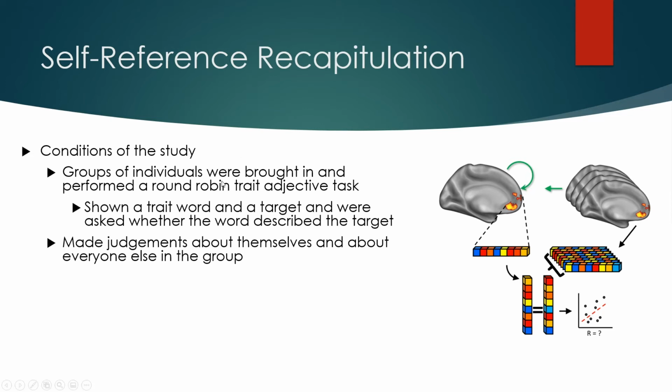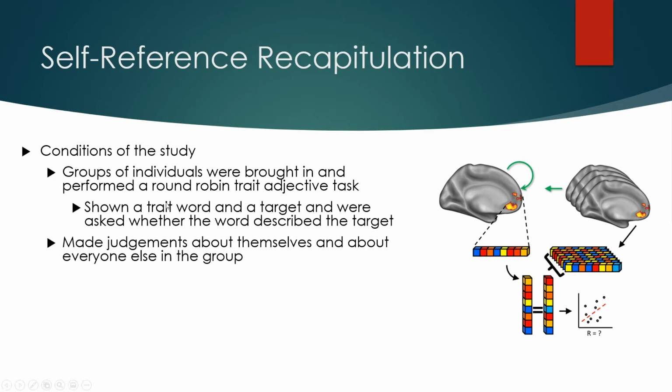Are you lazy? Yes or no. And then on other trials, they would see the names of their friends. So is Bob lazy? Is Sally lazy? There was a bunch of different trait words, like ambitious and empathetic and all of these different things. After a ton of trials, we have brain data on what's going on in that person's brain when they're thinking about who they are and when they're thinking about who all those other people in their group are.